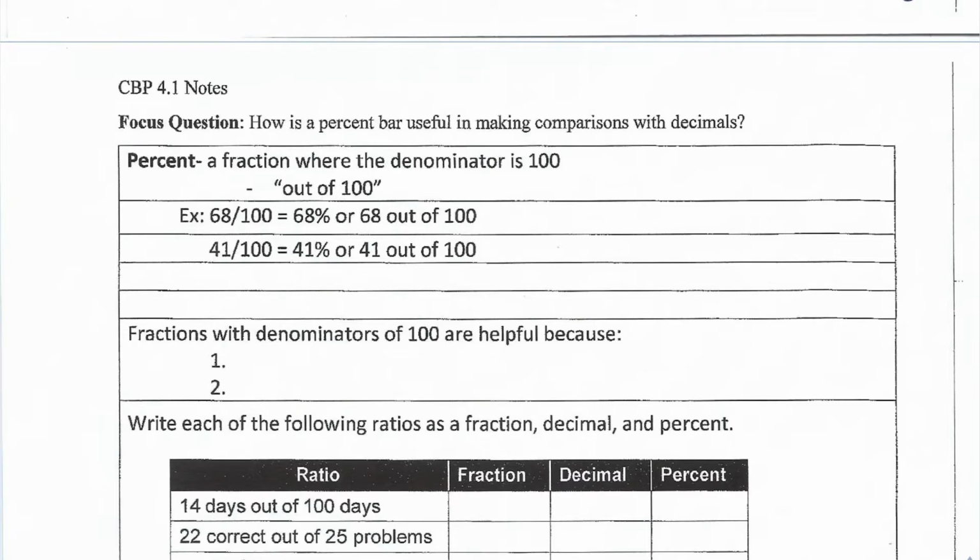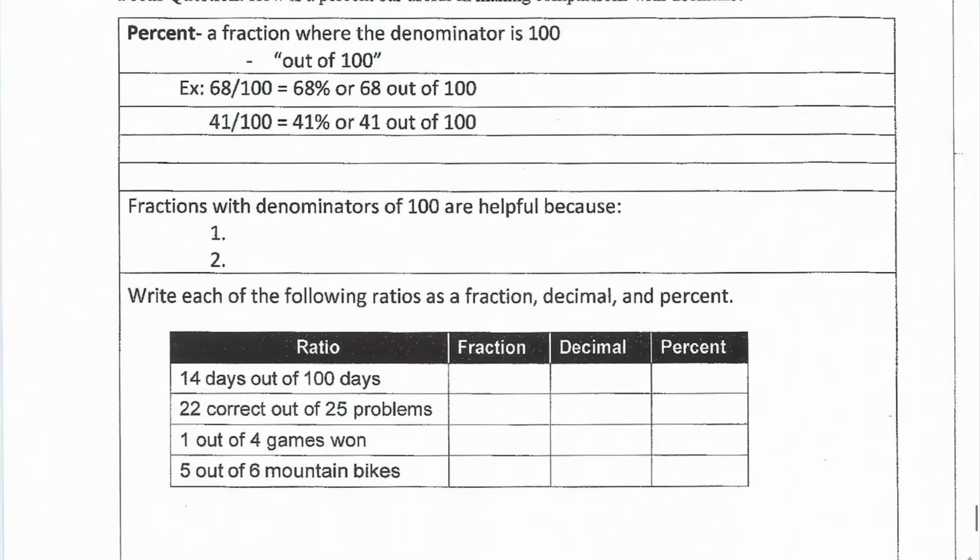I want to show you guys how percentages are related to fractions and decimals. By the end of this lesson, you're going to be able to take a fraction, convert it into a decimal, and then convert it into a percentage. Or you're going to take a percentage and make it a decimal and then a fraction, or make a decimal into a fraction. You get what I'm trying to say. We can transform these ratios into fractions, decimals, and percentages.